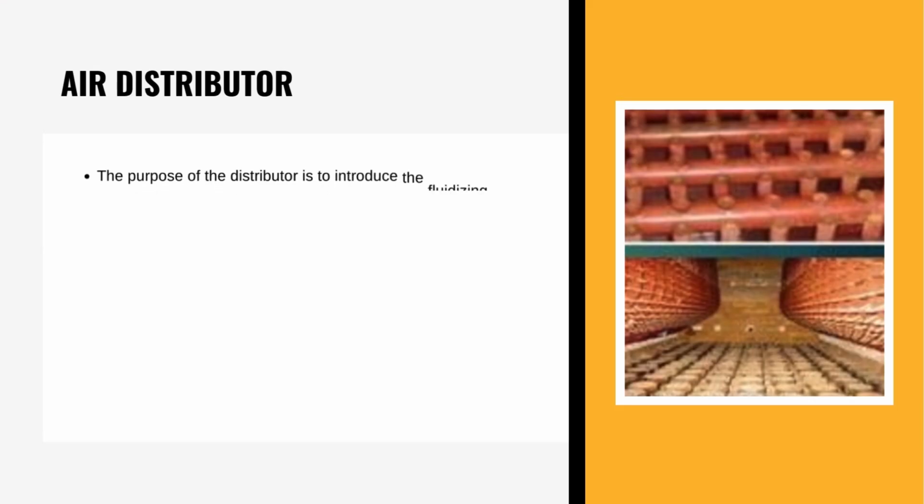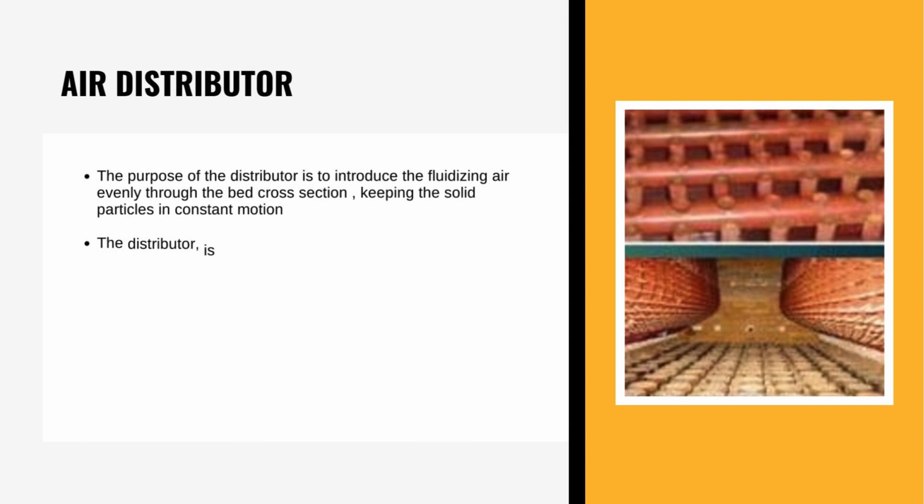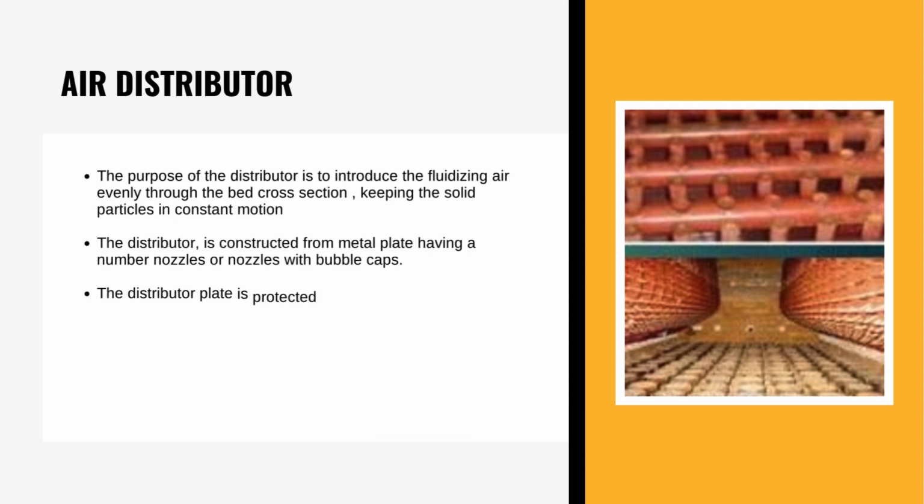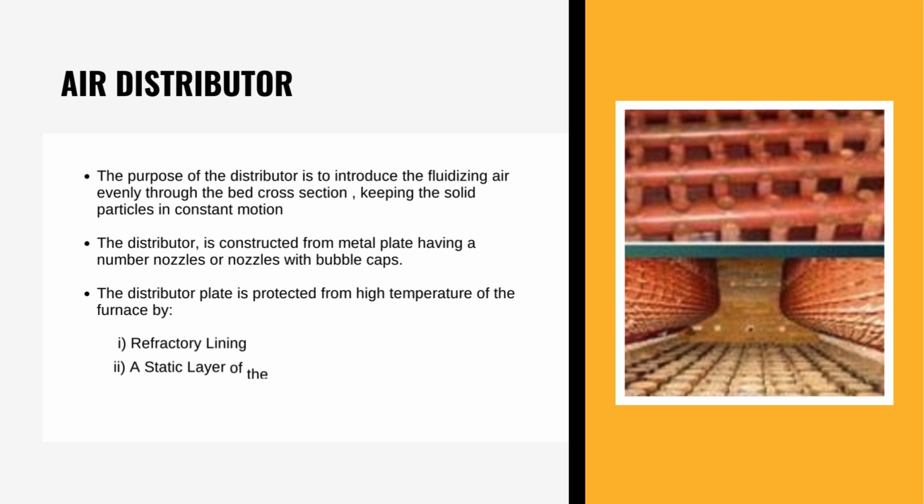Now the second one is air distributor. The purpose of the distributor is to introduce the fluidizing air evenly through the bed cross section, thereby keeping the solid particles in constant motion and preventing the formation of defluidization zones within the bed. The distributor, which forms the furnace floor, is normally constructed from metal plate with a number of perforations in a definite geometric pattern. The perforations may be located in simple nozzles or nozzles with bubble caps, which serve to prevent solid particles from flowing back into the space below the distributor.